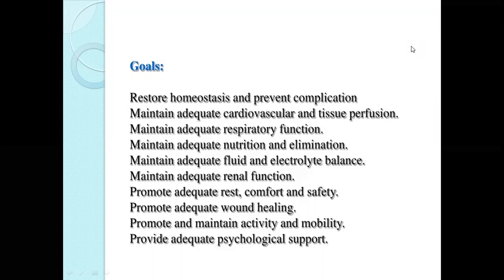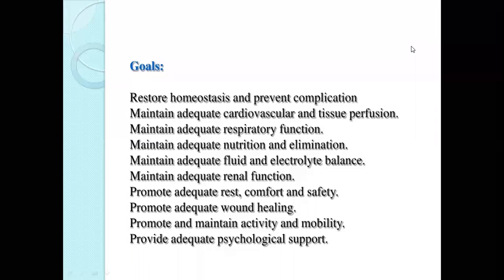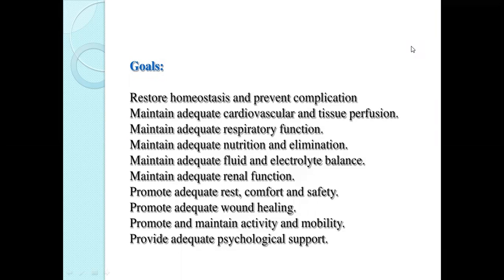Okay. Then to maintain adequate cardiovascular and tissue perfusion, okay, this is related to all your cardiovascular systems. So be it the patient's blood pressure, okay. So we'll try to make sure the patient has a normal blood pressure, okay. Then to maintain adequate respiratory function.